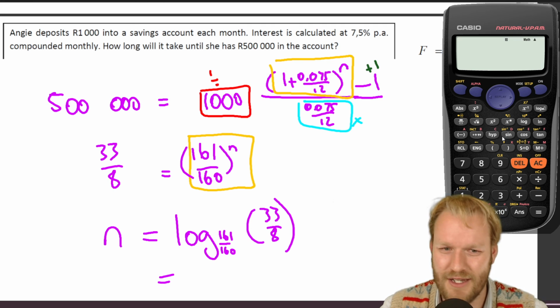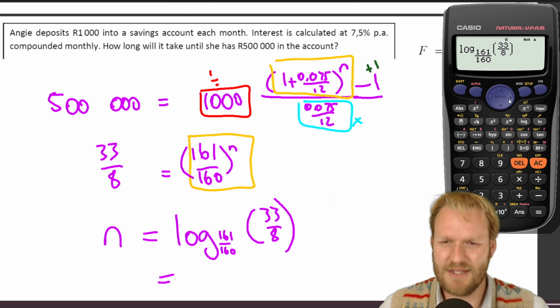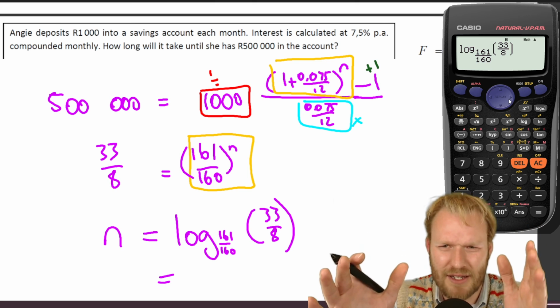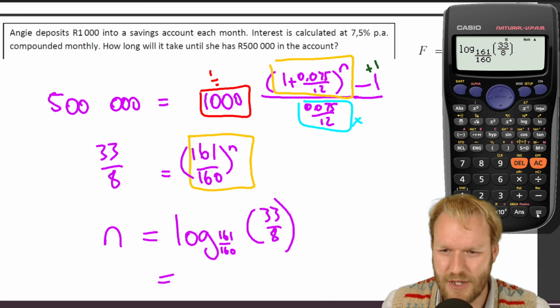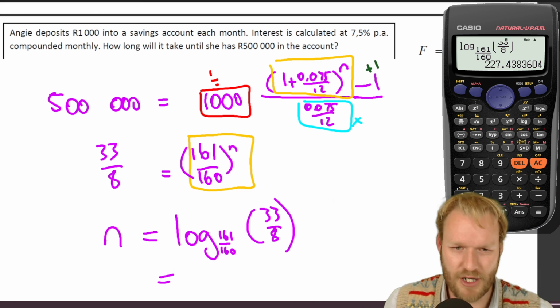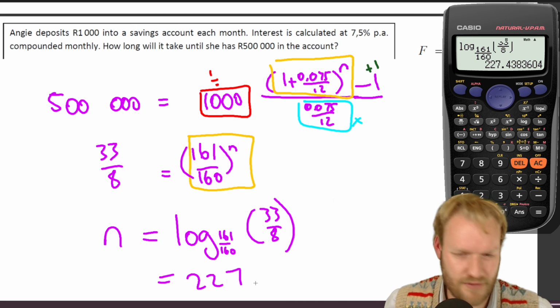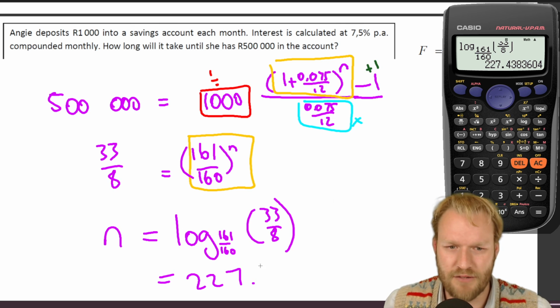So into the calculator that goes. And so I'm just going to do it straight up like this. 161 over 160. If I were in another mood, maybe I would have put this in variables. But the reason I'm not is that I can see everything quite clearly on the calculator, so I don't have to scroll up and down. Everything is quite clear. So when I put it in, there we go. I can see 227.4.